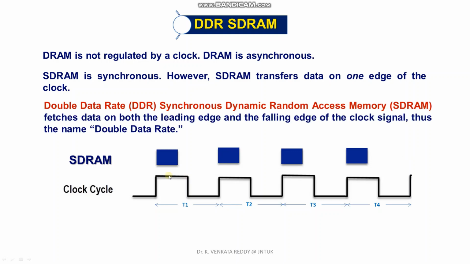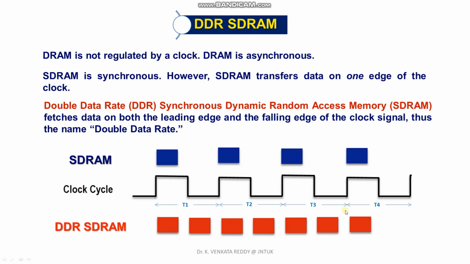To increase the speed of operation of the SDRAMs, DDR SDRAMs were developed in the year 2000. DDR stands for double data rate synchronous dynamic random access memories. In DDR SDRAMs, the data transfer happens on both the rising edge and the falling edge of the clock cycles. And hence, in 4 clock cycles, the DDR SDRAM performs 8 data transfers, and hence this is called double data rate when compared to normal SDRAMs.